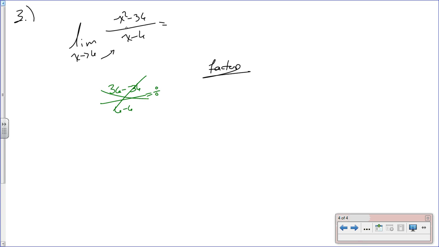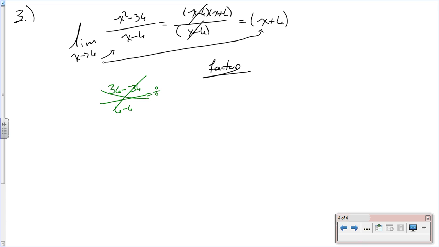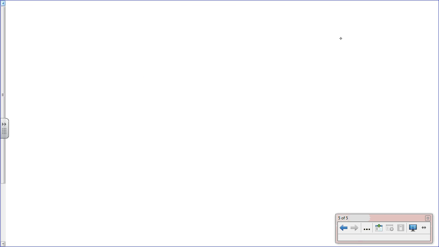The factoring at the top, x squared minus 36, is simply going to be x minus 6 times x plus 6, and the bottom is x minus 6. Well, now, looky there, the x minus 6's cancel out, leaving you with x plus 6. Now we can do direct substitution and get 6 plus 6, which is 12. So the limit of x squared minus 36 over x minus 6 as x approaches 6 is 12. Alright, halfway there. Not so bad yet, right?